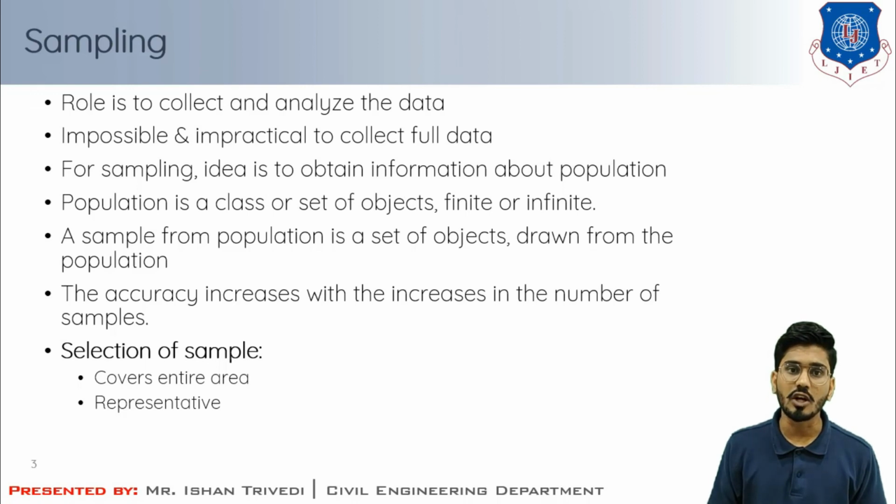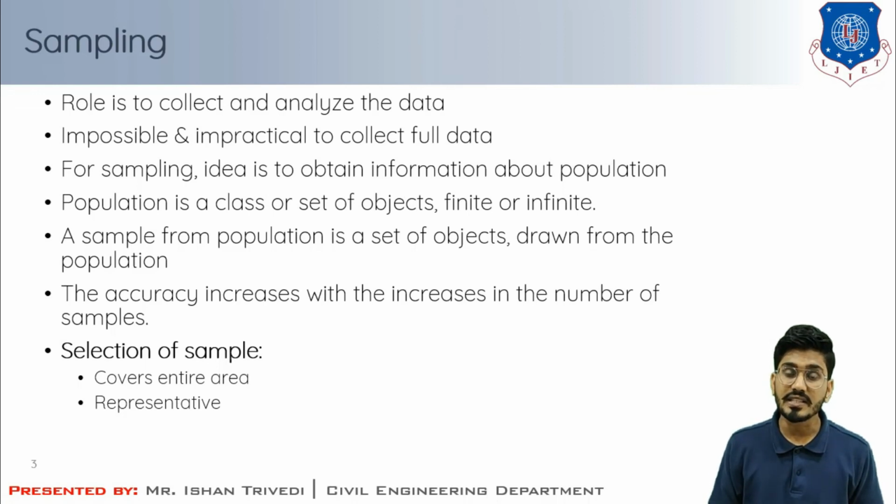Here the accuracy of the information obtained from the sampling increases as the size of the sample increases, and thus the more samples, the more the accuracy. But here one constraint is that we have limitation of resources, and second is the time constraint. So within the time frame, the resources and the cost involved in the sampling have to be taken into consideration. The selection of the sample has to be such that it covers the entire area and can be representative.